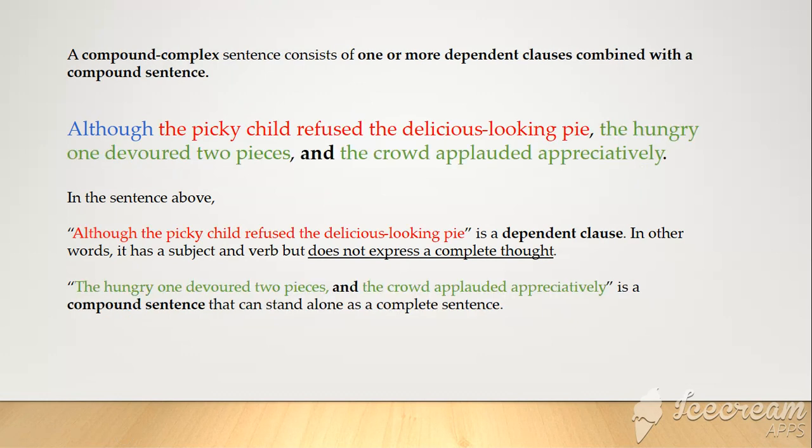And then finally, a compound complex sentence is exactly what it sounds like it is. It's that same complex sentence that we started off with: although the picky child refused the delicious-looking pie. That's the dependent clause. Now, instead of finishing it with just a simple sentence, we're going to finish it with a compound sentence. The hungry one devoured two pieces, and the crowd applauded appreciatively. And you'll notice, too, that we've got one of the FANBOYS, a conjunction, right here.